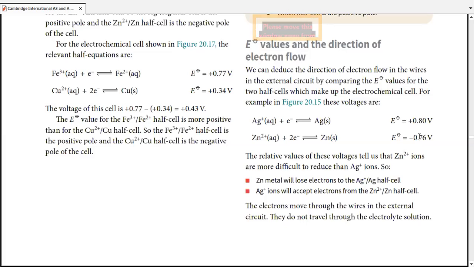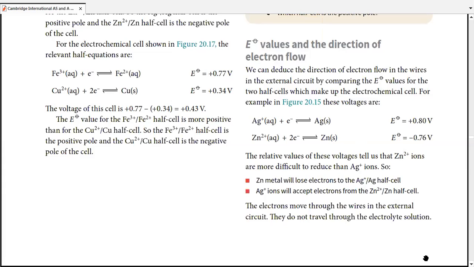So we were supposed to discuss E0 values and direction of electron flow. We can deduce the direction of electron flow in wires in the external circuit by comparing the E0 values for two half cells that are connected together. For example, if we're connecting the zinc and silver cells together, take a look.